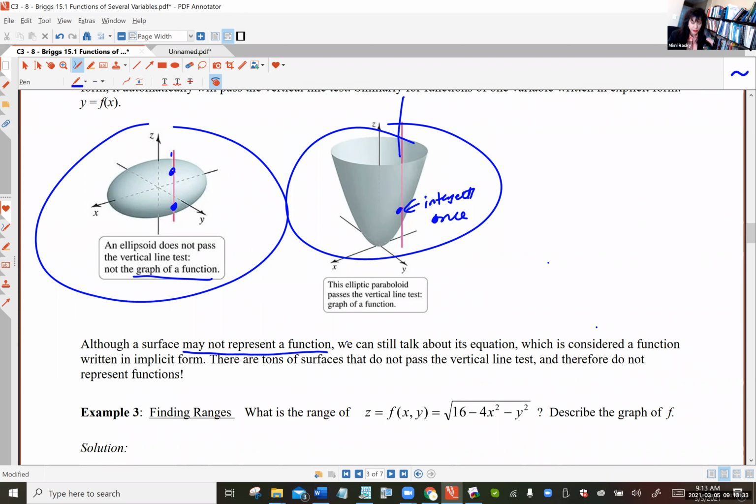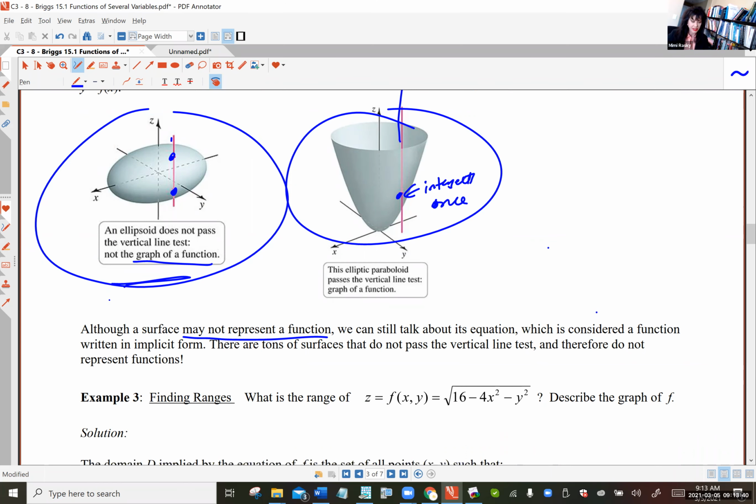Now, although a surface doesn't represent a graph of a function like this ellipsoid, we can talk about it and do fun stuff with it. It doesn't mean we're never going to deal with it. We'll still deal with it. It's still going to be around.